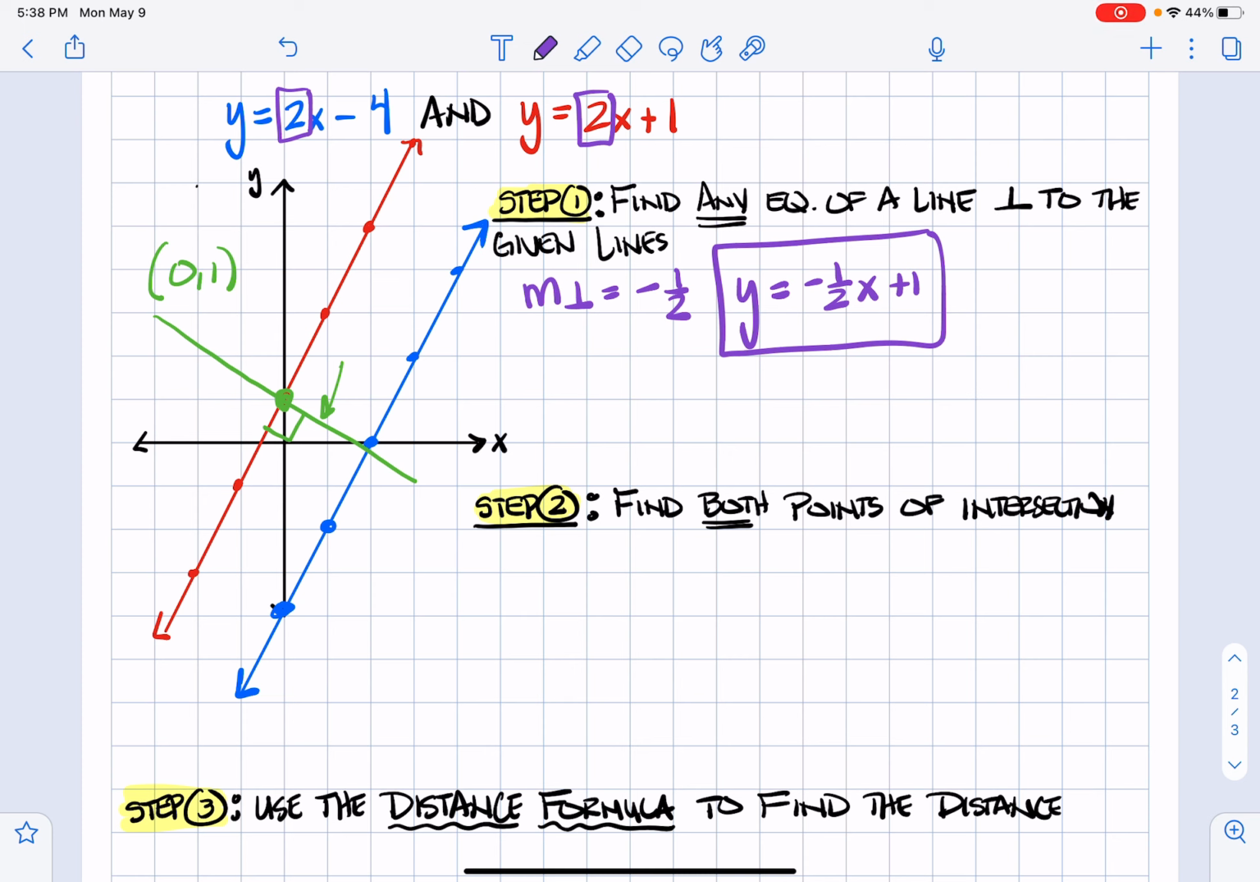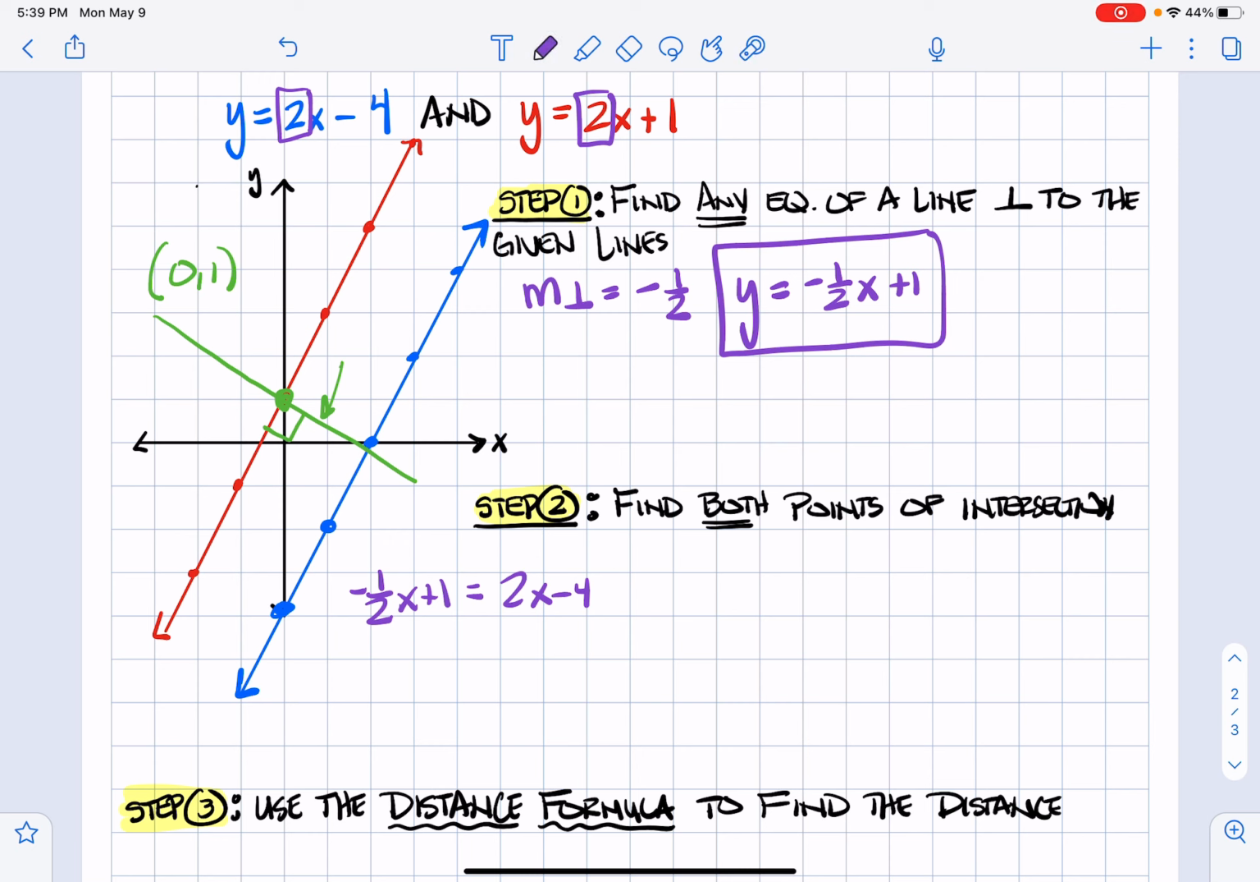Okay, find both points of intersection. So I want to know where the purple line right here is going to intersect my red one. I'm going to set those two equal to each other and figure out where it crosses right there. That's where that point is going to be. So I'm going to set the purple line, -1/2 x + 1, equal to the blue line, that's going to be 2x - 4, because I'm looking for where they are equal, where is that point right there, so I can find the distance between those.